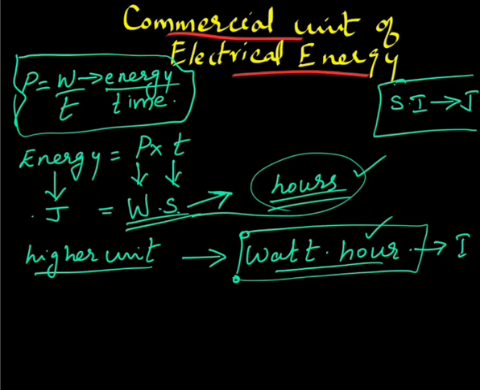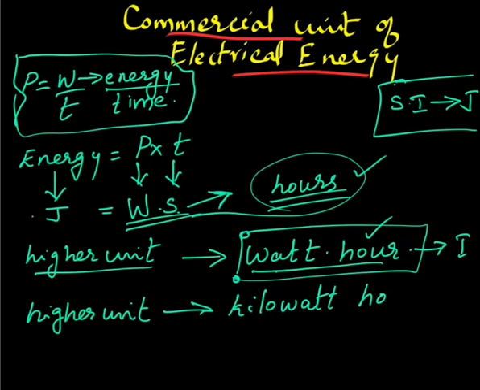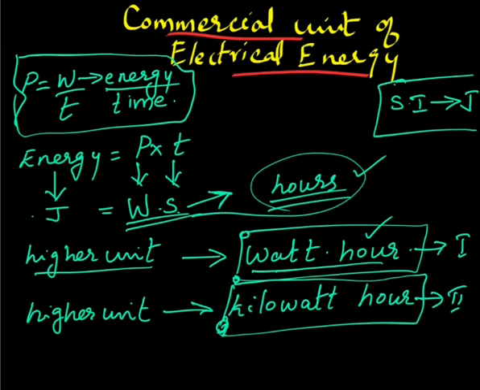Now yet another higher unit is there, which is higher than this watt hour. There, instead of watt, we take a higher unit of power, that is kilowatt, and hour, which is the higher unit of time, is retained. So you have another commercial unit which is kilowatt hour. Expressing electrical energy in kilowatt hour is more convenient than watt hour. So generally we have two commercial units of electrical energy.